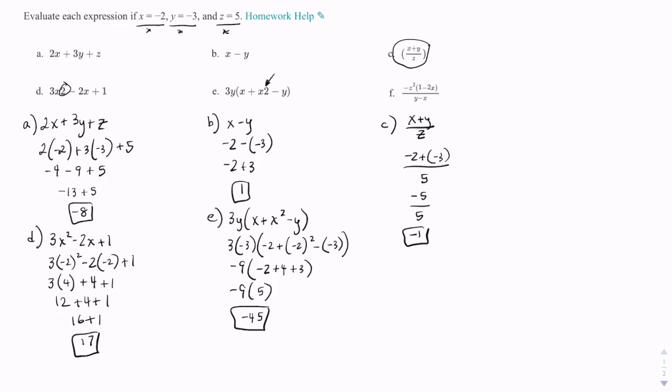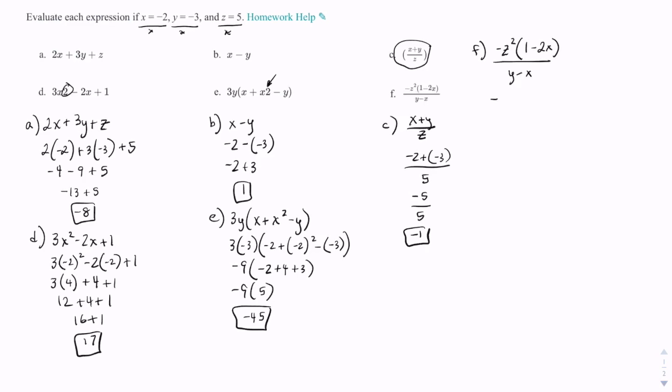So now let's do F. I think I'm going to need more room, so I'm going to start up here, right? So it's negative z squared times 1 minus 2x all over y minus x. Okay, so z is 5, so it's negative 5 squared times 1 minus 2 times x, x is negative 2, over y, which is negative 3, minus x, which is negative 2.